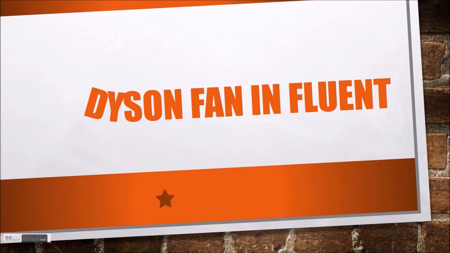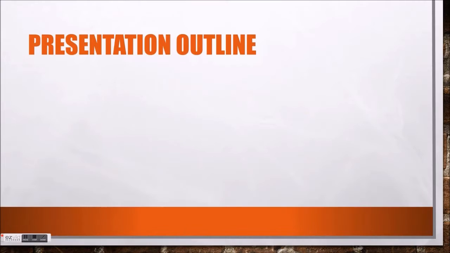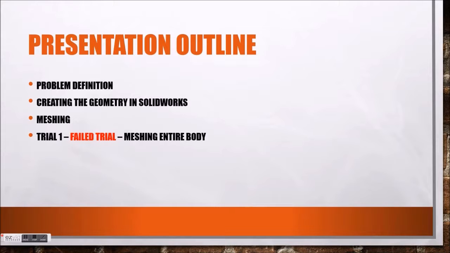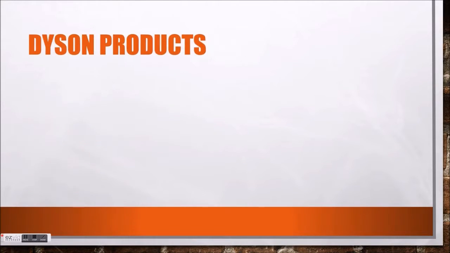Okay, so my project is DysonFan and FLUENT. Username is DysonFan, so you can grade me. Presentation outline, I'm going to cover problem definition, creating the geometry in SOLIDWORKS, meshing it, getting it into ANSYS, a failed trial, solving it in FLUENT, finally what I did to fix that, results, conclusions.